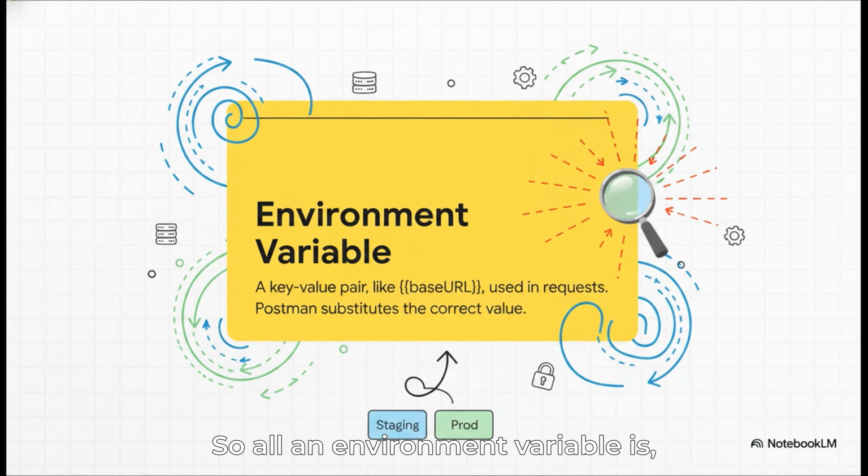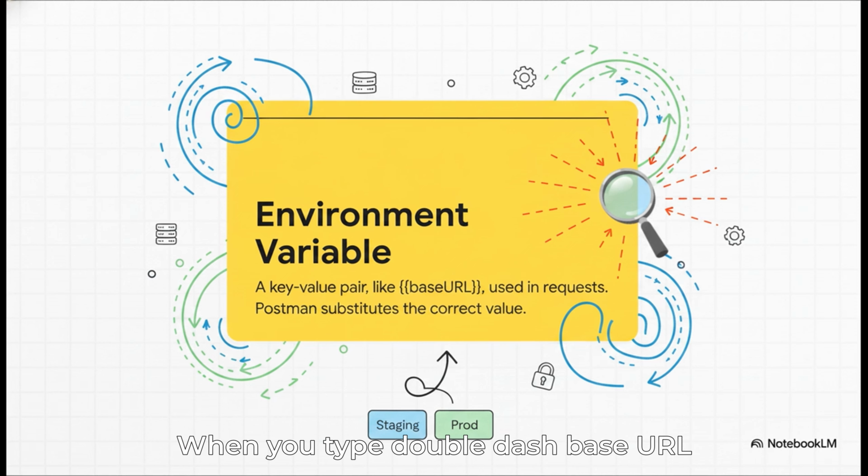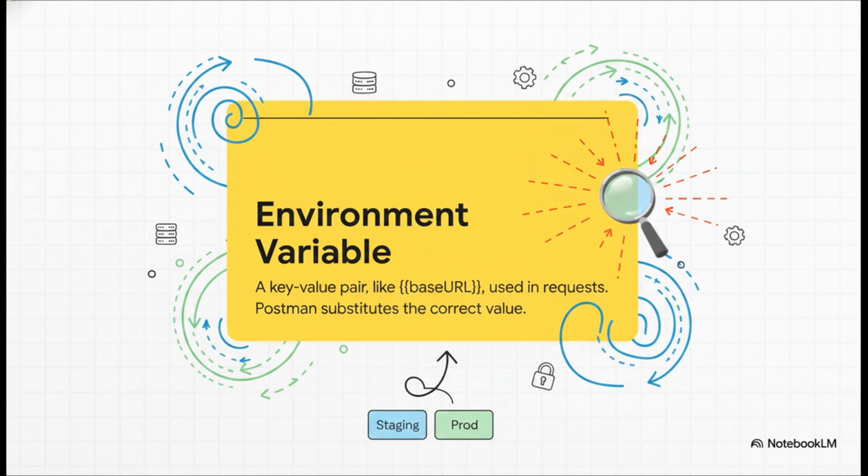So all an environment variable is, really, is a clever placeholder. When you type {{base URL}} into your request, Postman just looks at which environment you've selected, staging, prod, whatever, and it grabs the correct value and swaps it in just before it sends the request. It's totally dynamic and crazy efficient.